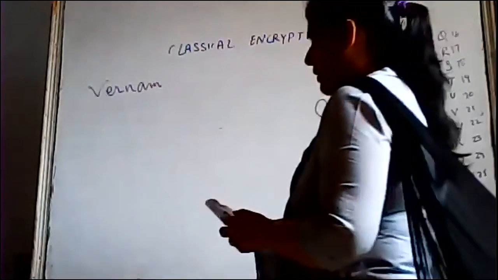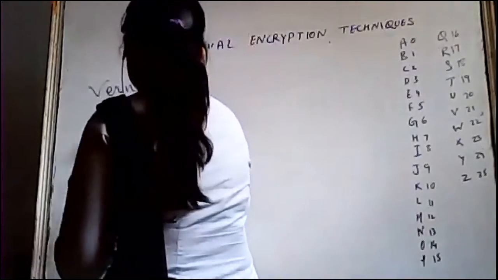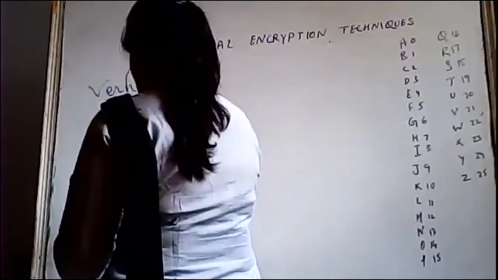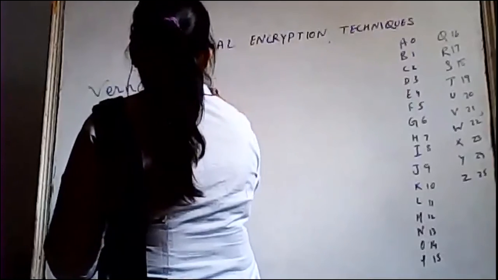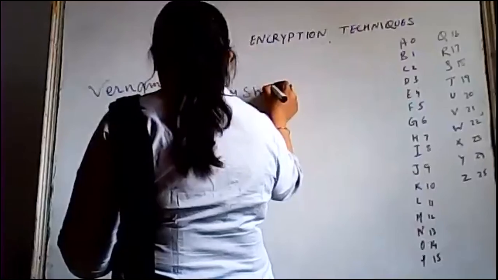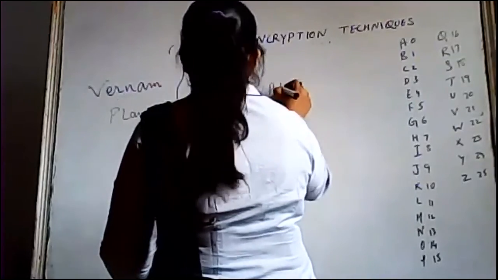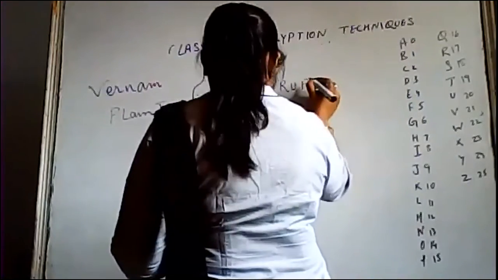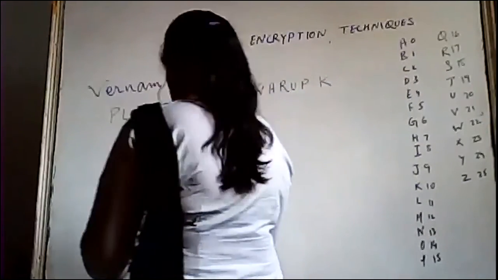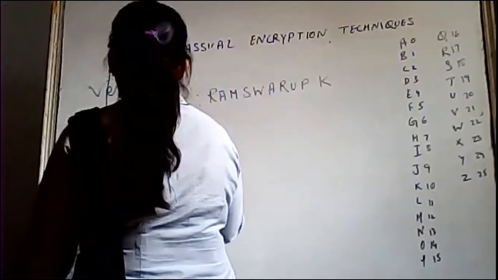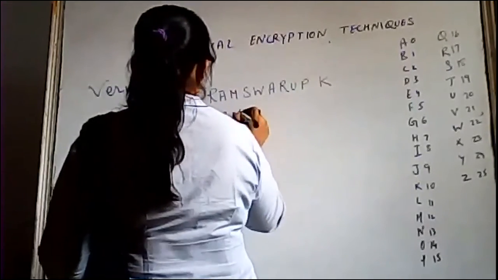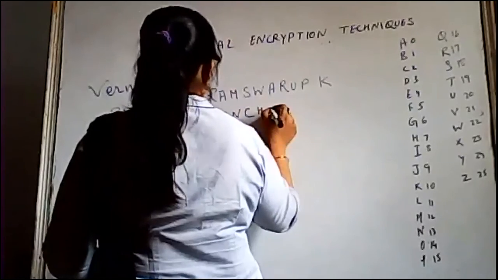Now what this Vernam technique says is, let's suppose I have a particular plain text like this. This is my plain text, in which I am taking an example like this. Next is the key that will be given to us like this. We have R.